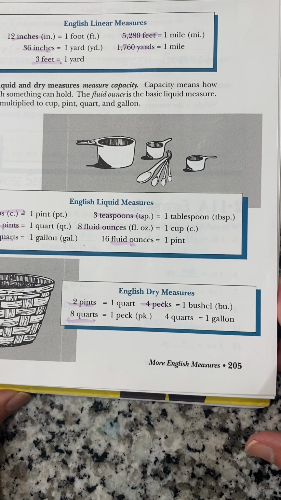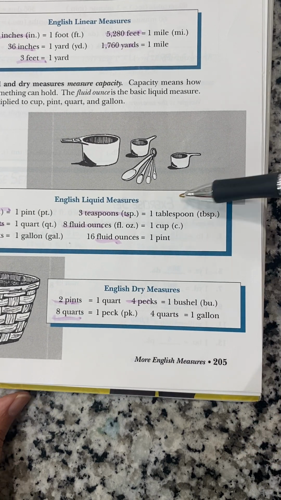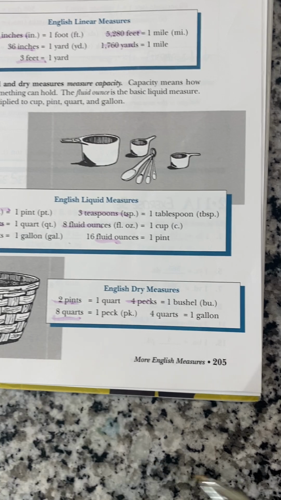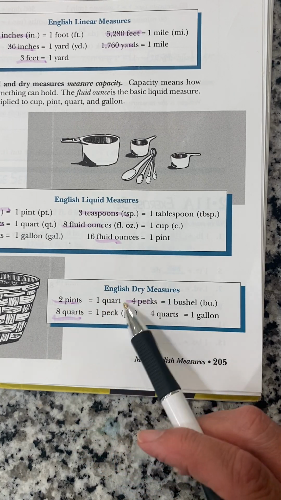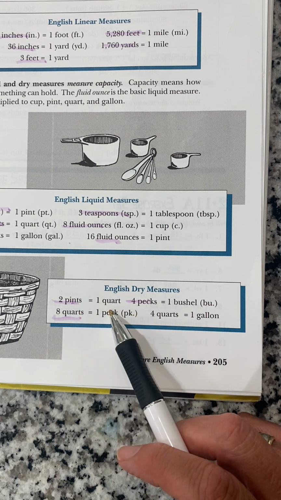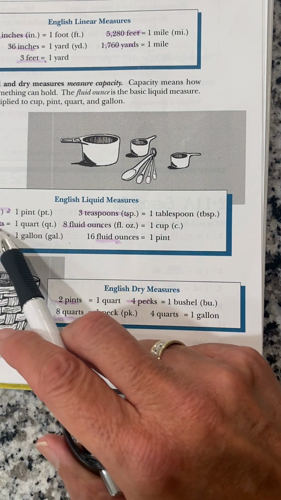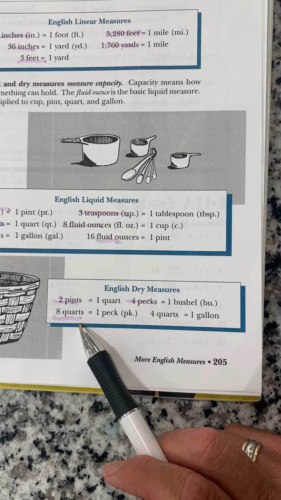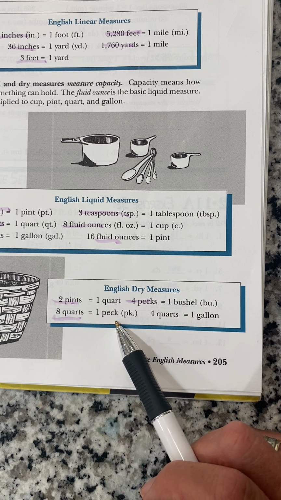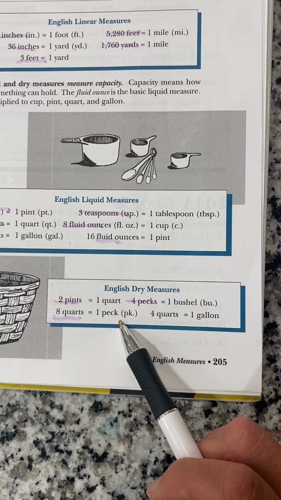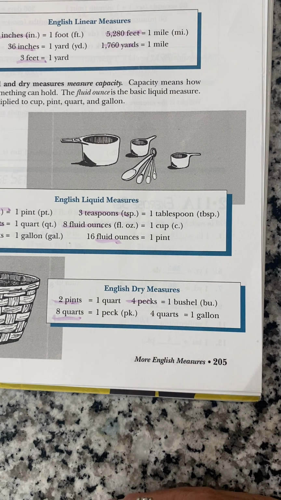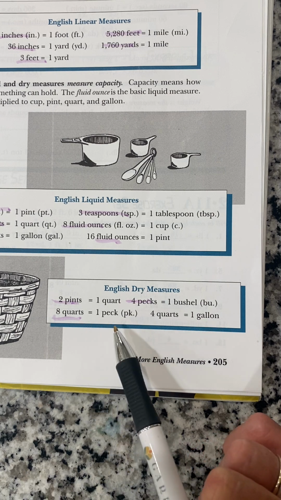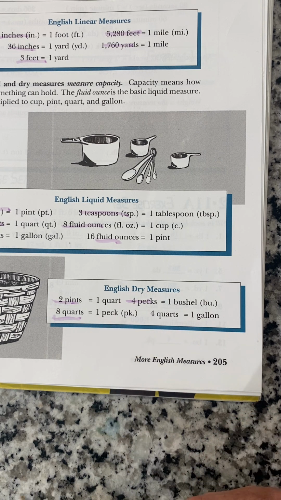So English dry measurements now. Those were liquid measurements. Now we have 2 pints, of course, equal 1 quart. That's already known, whether it's dry or liquid. 2 pints equal 1 quart. 8 quarts, though, 8 quarts of dry stuff is going to be a peck. So have you ever heard of a peck? If you have 8 quarts of dry, like flour or something, 8 quarts is going to be a peck. I never measured in pecks.